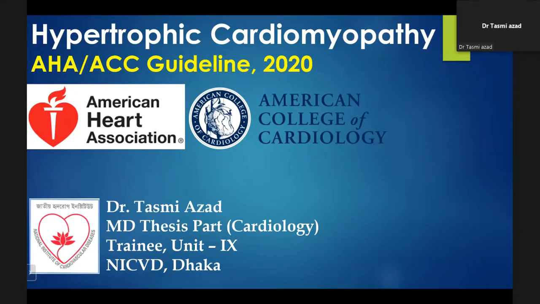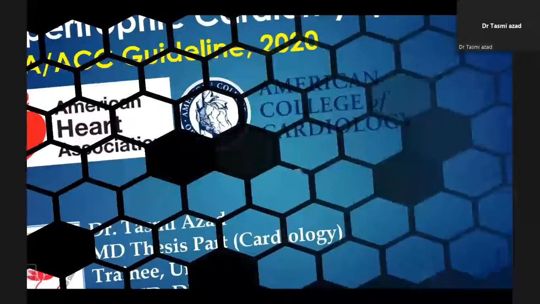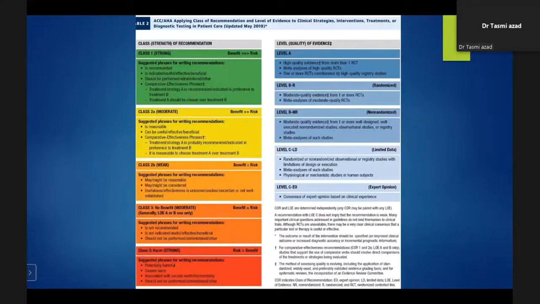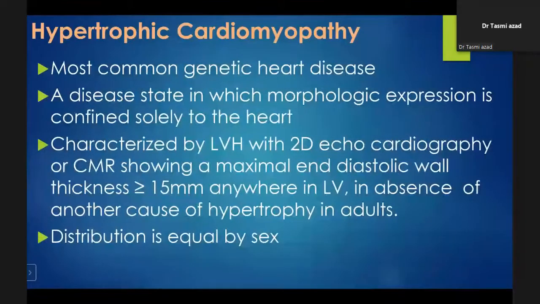I, Dr. Tasmi Azad, the presenter today, a student of NICVD Cardiology MD thesis part and trainee at Unit 9, am going to present a very interesting and current guideline regarding hypertrophic cardiomyopathy. The recent guideline was published in 2020 by the American Heart Association in collaboration with the American College of Cardiology. They present very elaborately the treatment options, diagnosis, evaluation, and all classes. They recommend different options as class 1, class 2A, 2B, and class 3 indications.